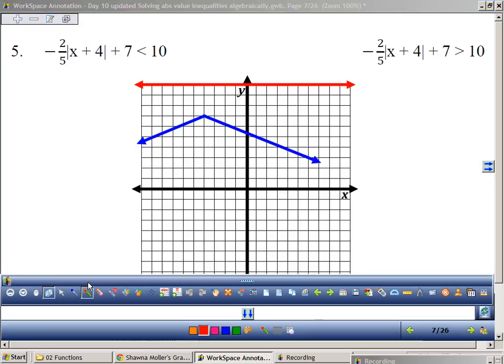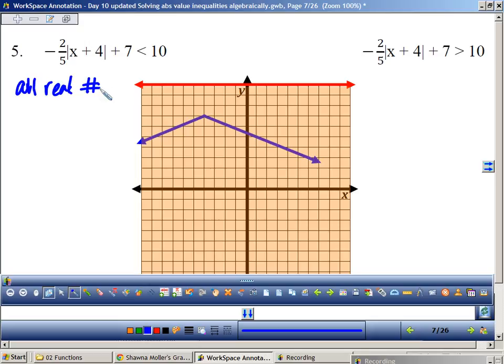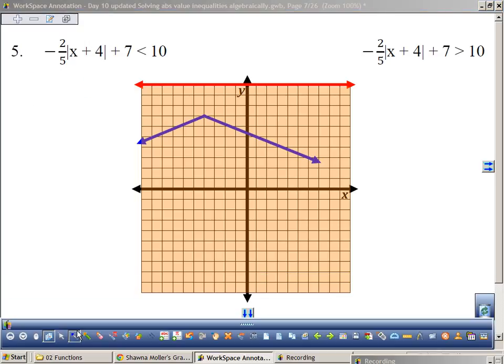Let's graph it first. This is what you should have done yesterday for your homework. If I'm talking less than, then that would be everything below, right? Is that absolute value graph involved with everything below? Yes. So this one's going to be all real numbers. Okay? I am going to leave some room because I'm going to actually do this problem for you. So we'll put it down here. This one's going to be x is an element of all real numbers.